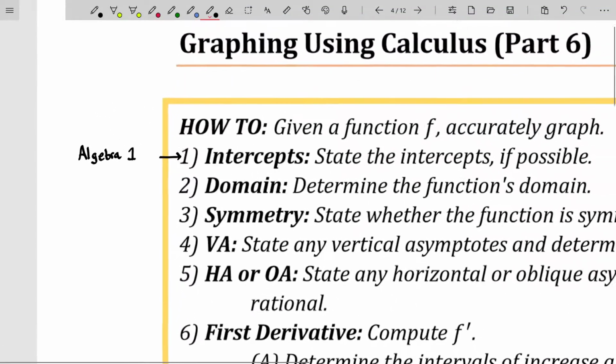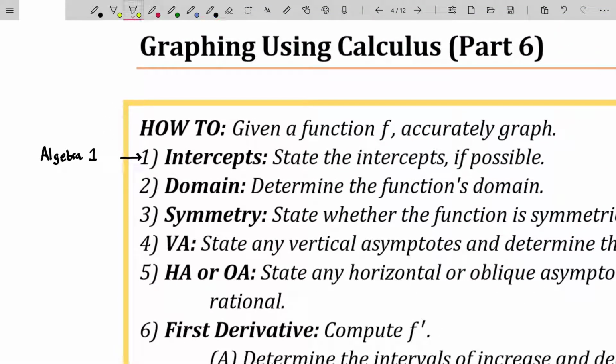Little note about finding intercepts. These two words are very important: if possible. If you're working on an exam and your instructor does not allow you a calculator, often finding x-intercepts is incredibly difficult. Y-intercepts not so much, but x-intercepts can be very challenging if your instructor has accidentally given you a terrible problem. Okay, so that's just a heads up.